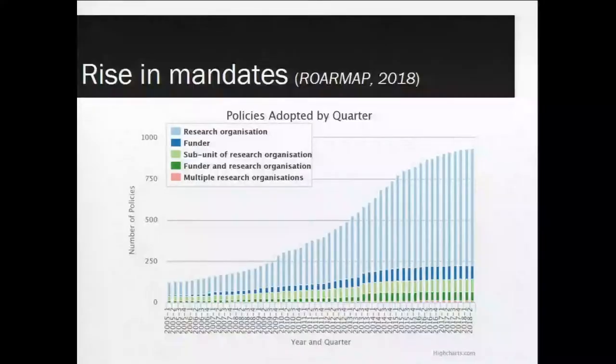Now moving to mandates. What we've been seeing is that mandates are increasing. There's more and more mandates by funders, by institutions, by various research organizations. Since 2015, the trend seems to be maybe slightly less enthusiasm around mandates. There's a bit of a flattening of the curve, but it's still increasing.